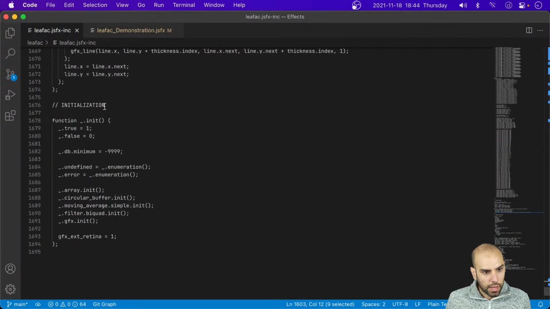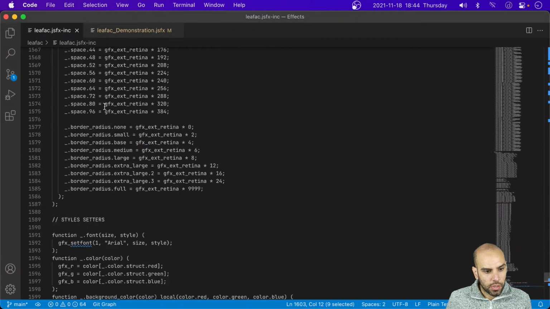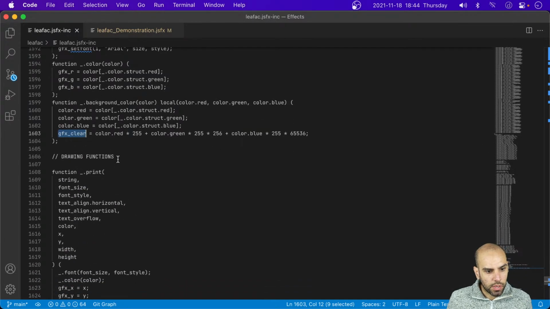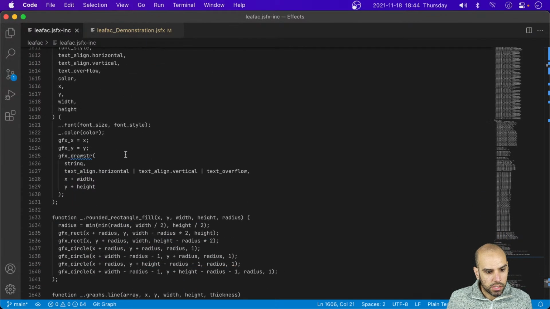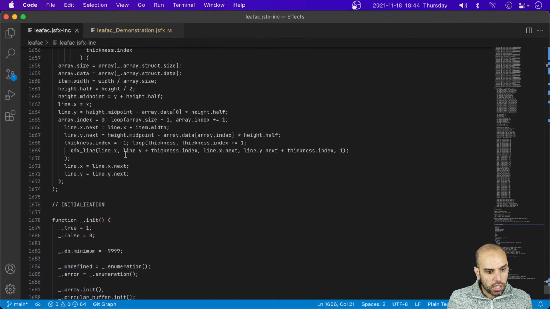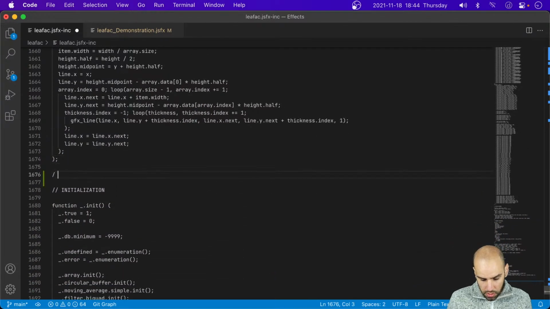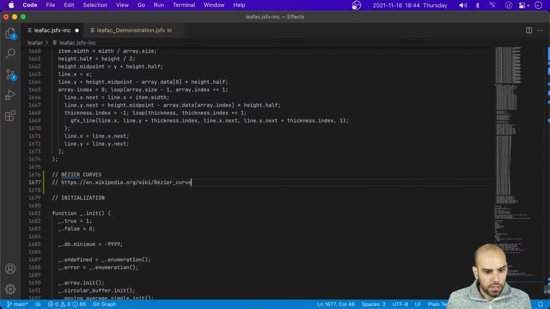So I'm actually going to put this as a comment somewhere where we define these functions. We have drawing functions. Isn't that perfect? I think I will have a section here for Bezier Curves. And I'm going to leave this as a reference.